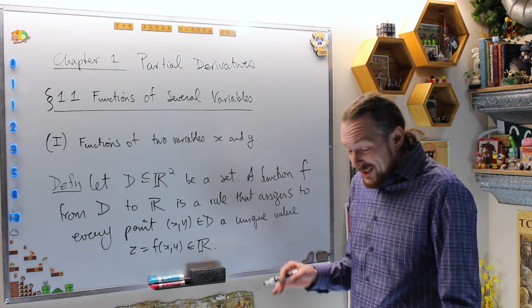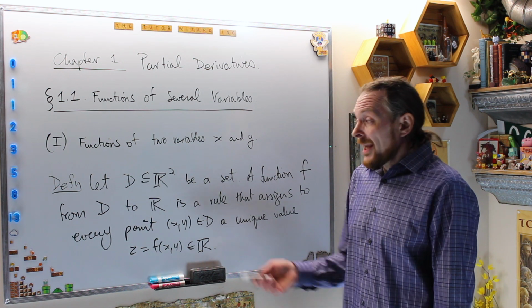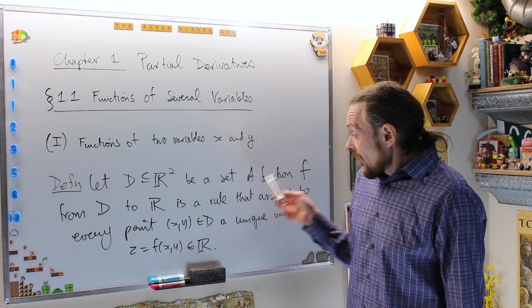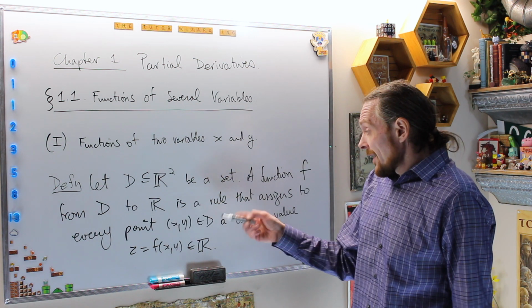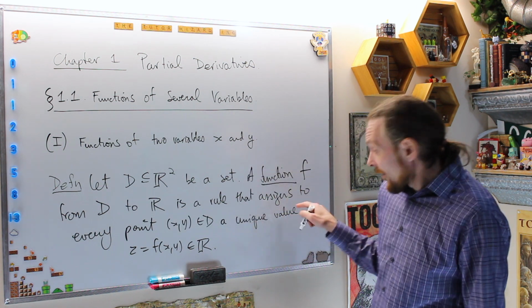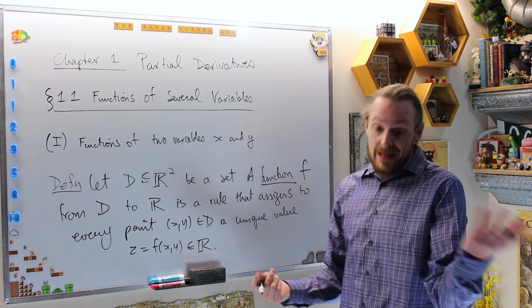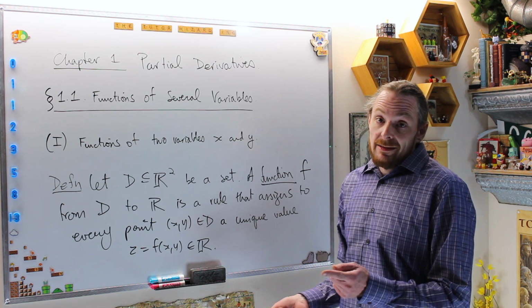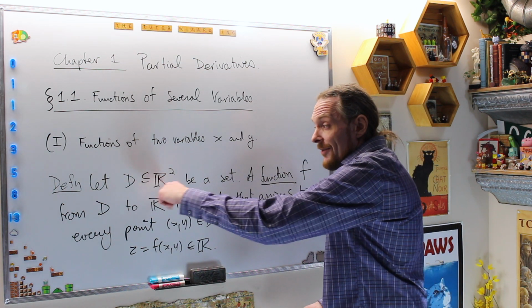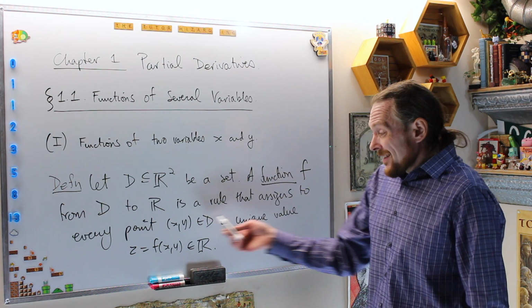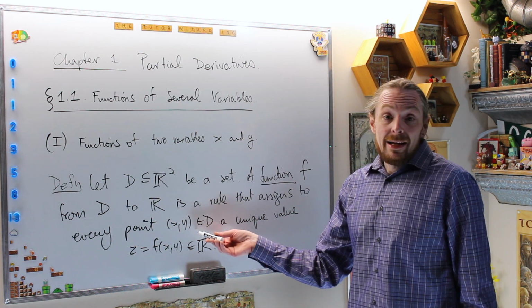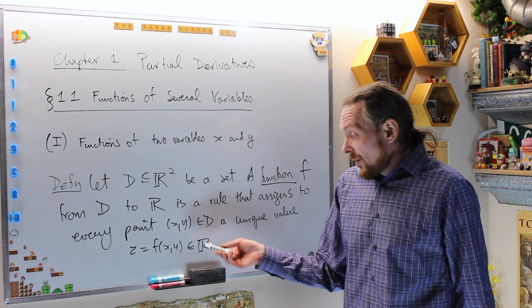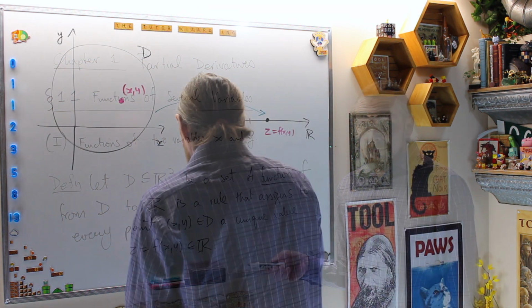So the definition is completely analogous to the one-dimensional version. In one dimension you have: let D be a subset of R, then a function is a rule which assigns to every point x in a domain, we're going to call it, a unique value y equals f of x. This time we're taking a subset D of R2, and now we have a rule which assigns to every ordered pair (x, y) in D a unique value z equals f of (x, y), which is just a real number.